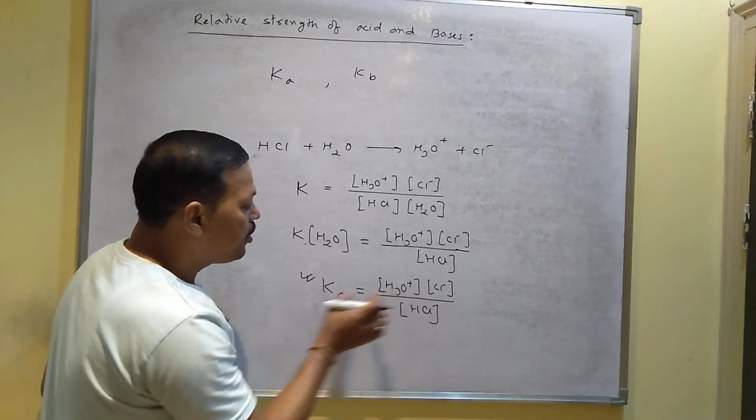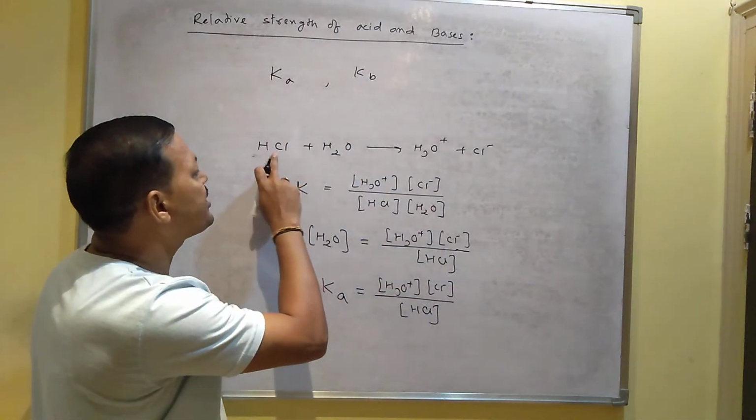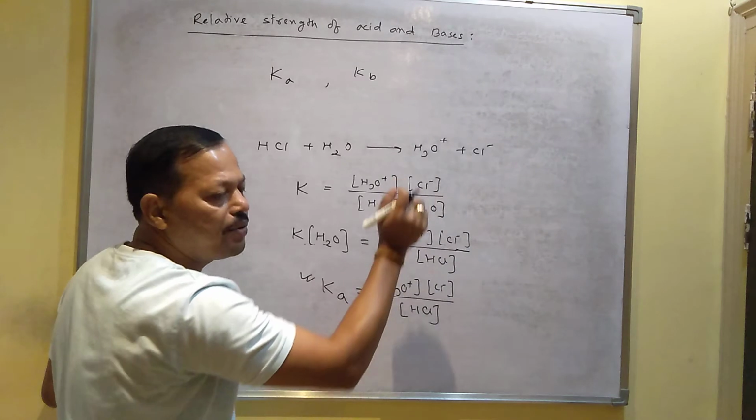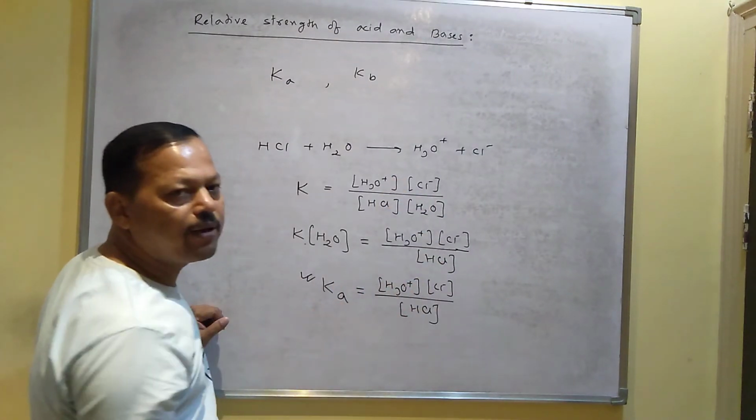If these two are more, then you will get a higher Ka value. And when the HCl releases more H plus ions, more hydronium ions and chloride ions, then the concentration of these will be more, and then the Ka value will be more.